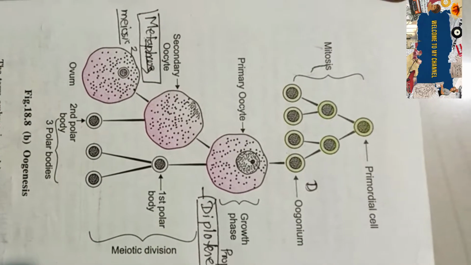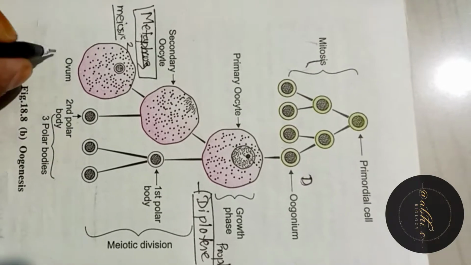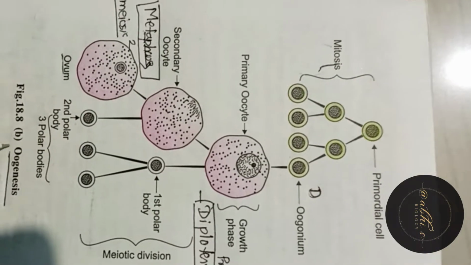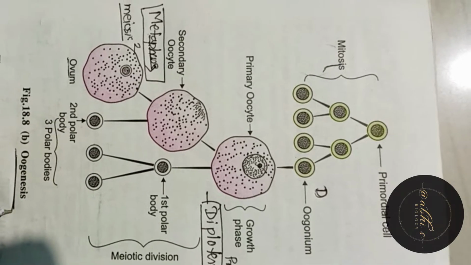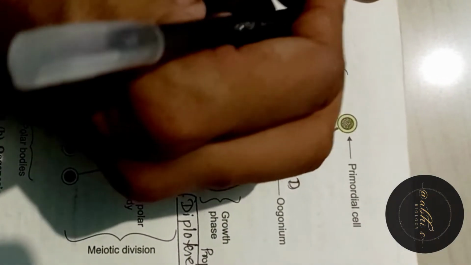Gametogenesis, in which now we are going to focus on the formation of the female gamete. As it is forming the female gamete, that is the ovum, it is referred to as oogenesis. Like spermatogenesis, oogenesis also occurs in 3 steps. First step is the multiplication phase.